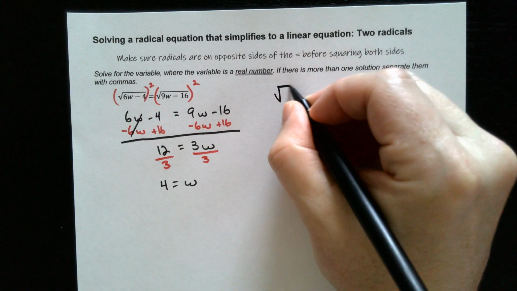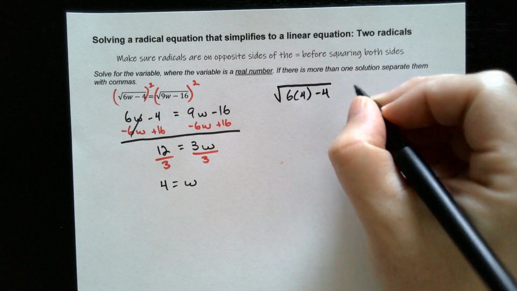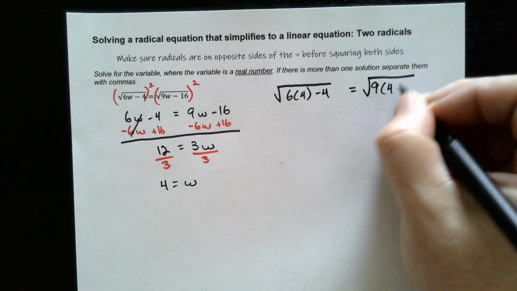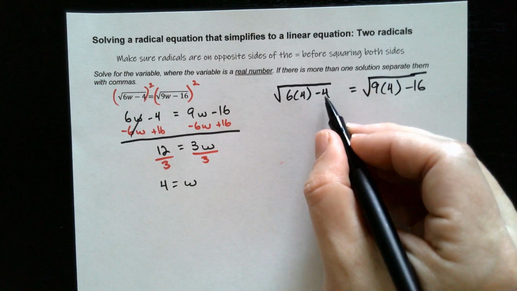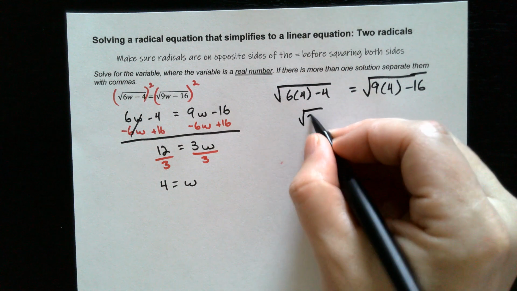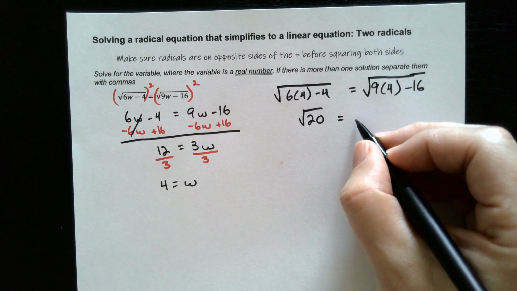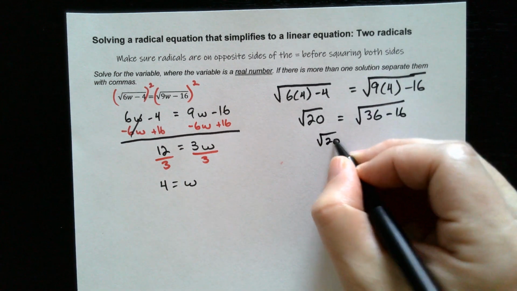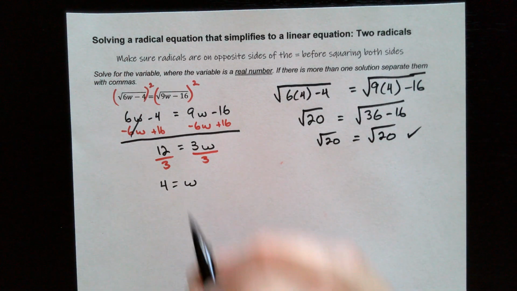So we get square root of 6w, so 6 times 4 minus 4, and then it's equal to the square root of 9 times w, so 9 times 4 minus 16. Okay, 6 times 4 is 24. 24 minus 4 is 20, so square root of 20. And then we got 9 times 4, which is 36, and 36 minus 16. So you get square root of 20 is equal to the square root of 20, and that checks out. So 4 is a solution.